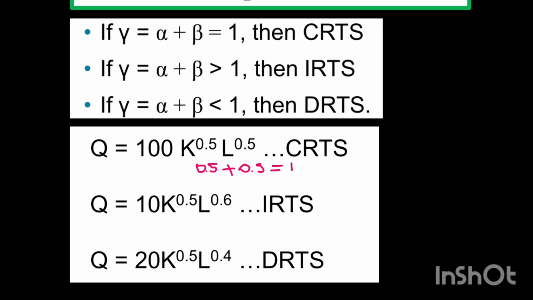1 takes you back here. It takes you back to the first equation we learned, where alpha plus beta is equal to 1. And when it's equal to 1, we have constant returns to scale, as pointed out here. Okay, so I'd like you to try this one, and I would like you to try this one.